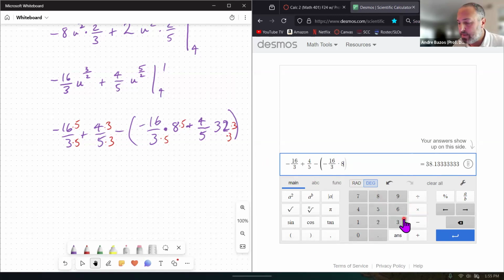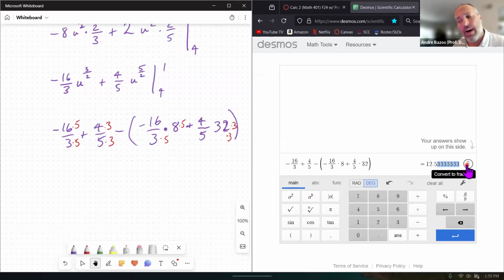So all the purple stuff is what I'm putting in. Plus 4 divided by 5. I'm going to scoot over times 32. And then I'm going to end that parentheses. It comes up with this decimal number. I hate decimals, but especially because this one goes on forever. So we can't work with that.